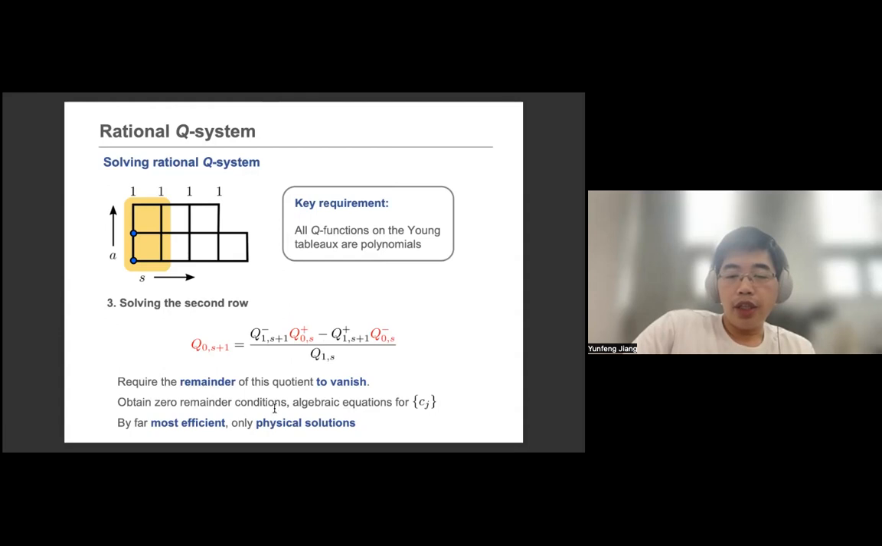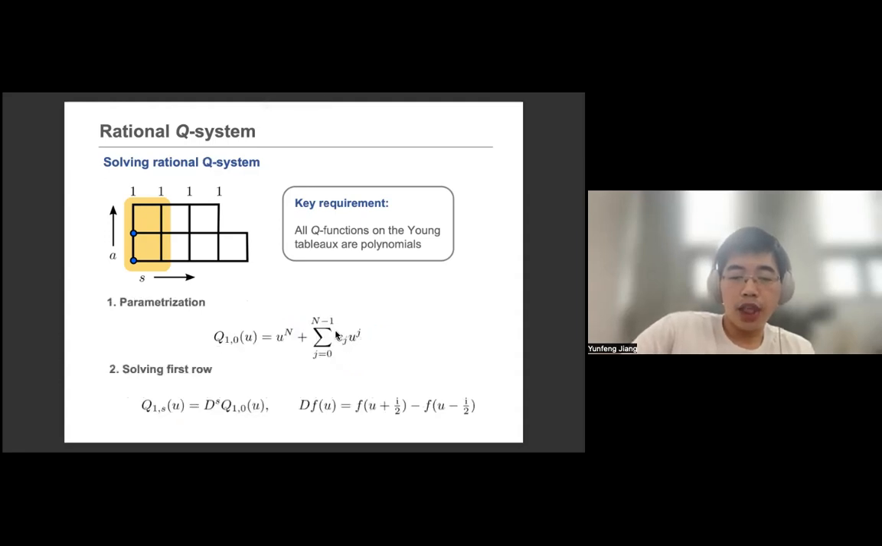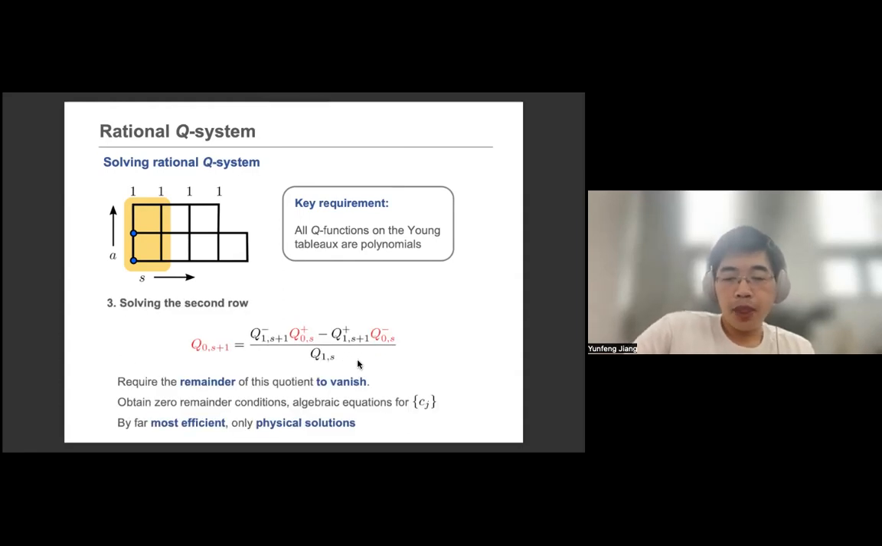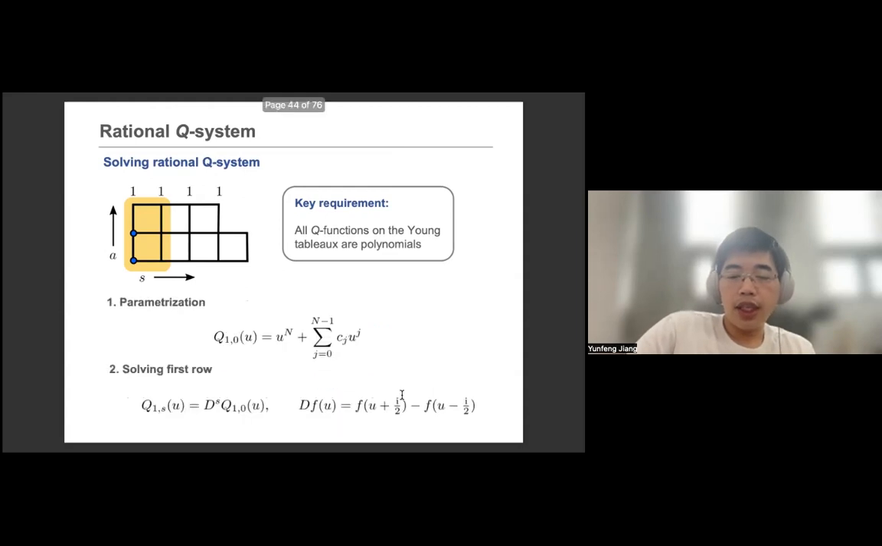The zero remainder condition gives you a set of algebraic equations for the coefficients Cj. So what is this Cj? Cj is what I use to parameterize my Q10. So instead of solving Bethe equations, we solve this set of zero remainder conditions. By solving them, I can find different solutions of Cj, and then plug in here to find my Q10. After I find my Q10, I can just find the zeros of this polynomial. Then I get the Bethe roots.